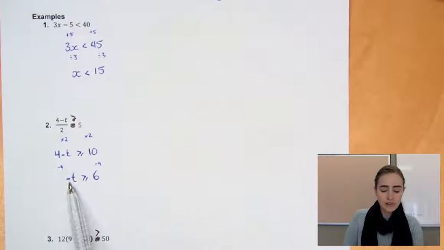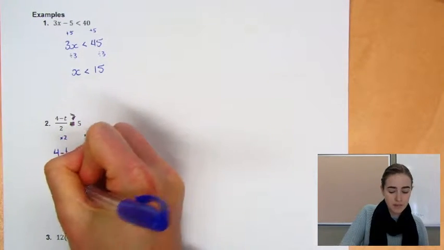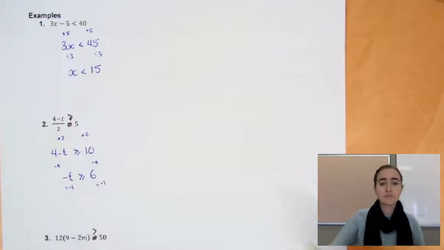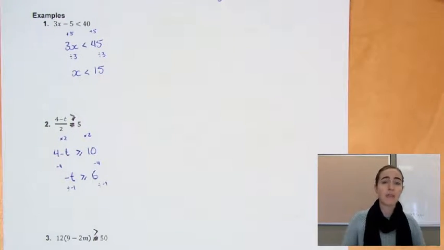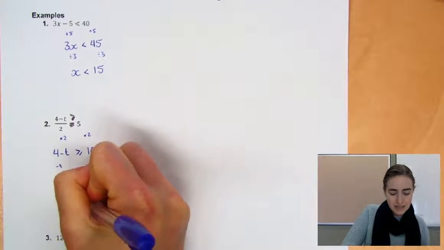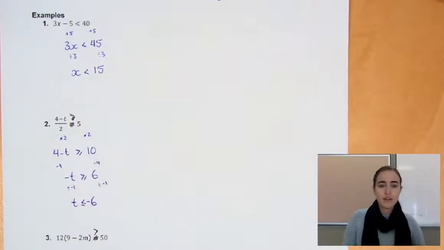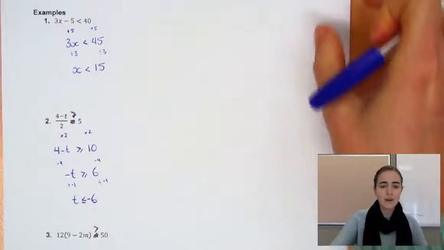There's no number in front of that really, but if we've just got a t, it means it's a 1t. So this minus t here means it's minus 1 times t. To get the t on its own, we're going to divide both sides by minus 1. Now this is where that rule comes in. If we divide by a negative number, we have to flip our inequality sign. So we're going to end up with t is less than or equal to minus 6. So we went from minus t is greater than or equal to 6 to t is less than or equal to minus 6.